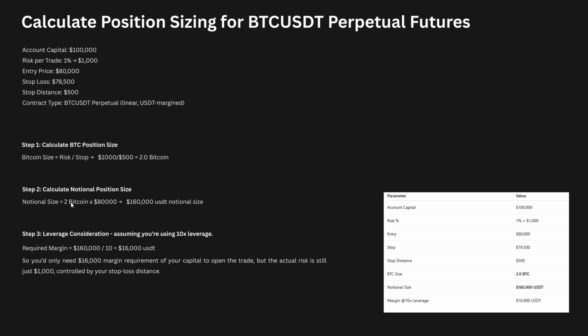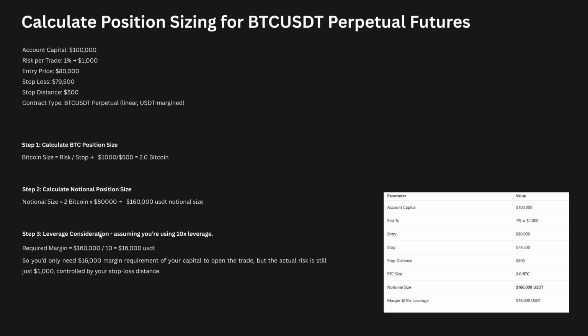We then move on to what the notional position size is. The notional position size is 2 Bitcoin times our entry price of $80,000, giving us a $160,000 notional size, okay? And then this is where the leverage aspect comes into this. Leverage comes into play because, assuming you have a maximum account of $100,000, you don't really want to keep all that money on the exchange due to counterparty risk, in case there's an exchange hack or the brokerage goes down. So you really want to keep a subset of your capital. But we'll just run with it in this instance.